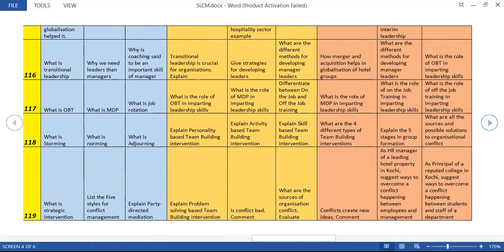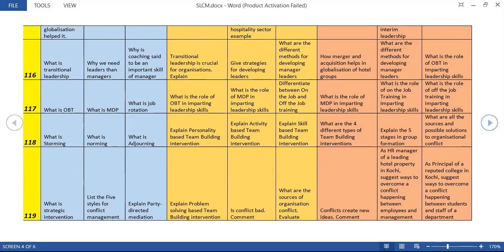So these are some things we have from the portion of roll number 15. Then roll number 16, transitional leadership is the first question. Then difference between leaders and managers. Then how to develop leaders, how to develop managers. Then about acquisition, then about OBT, etc. In the next question, for roll number 17, we see about OBT, MDP, job rotation, etc.